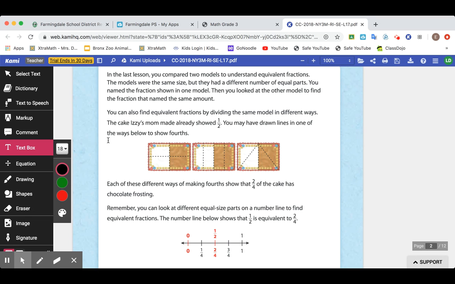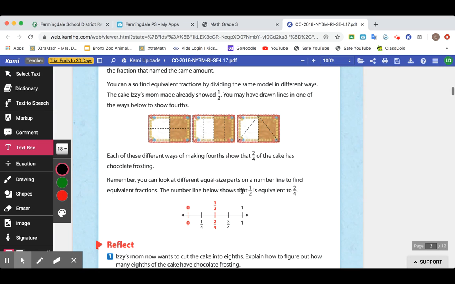Okay, it says you can also find equivalent fractions by dividing the same model in different ways, just like I did with that cake. The cake Izzy's mom already showed 1/2. You may have drawn lines in one of the ways below to show fourths. So this is what I did on my cake. Maybe you would have done it this way, or that fancy way I was saying with cutting into little triangles. All of them show 4 equal pieces, right? And all of them have 2/4 chocolate and 2/4 vanilla. Okay, so they're different ways.